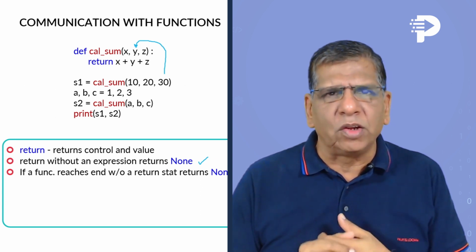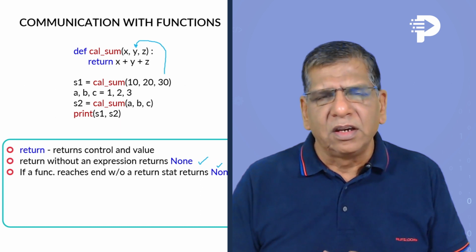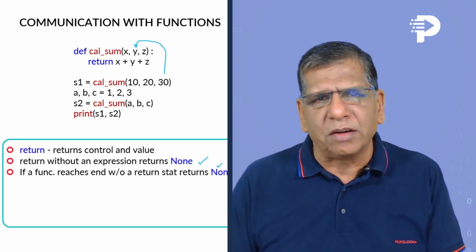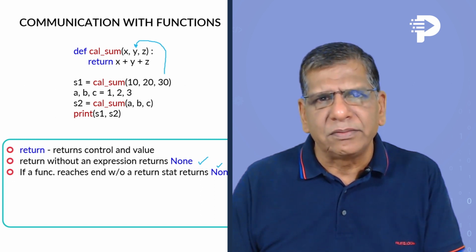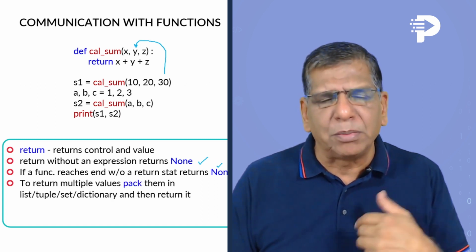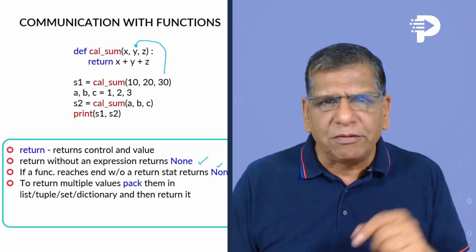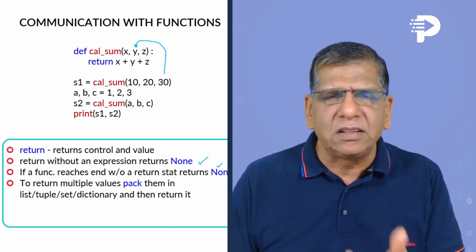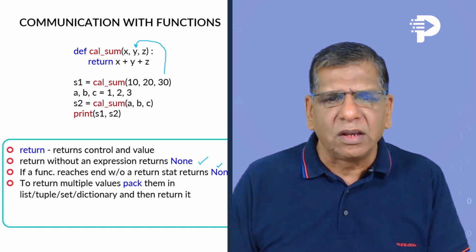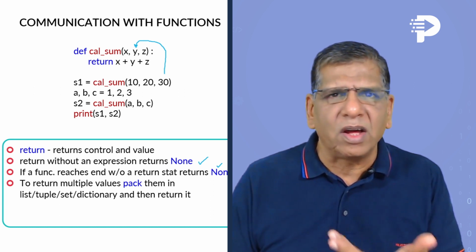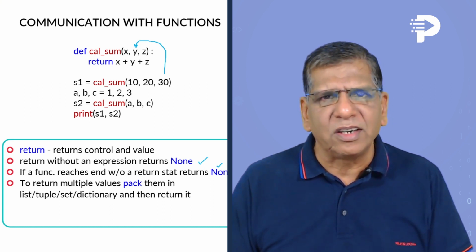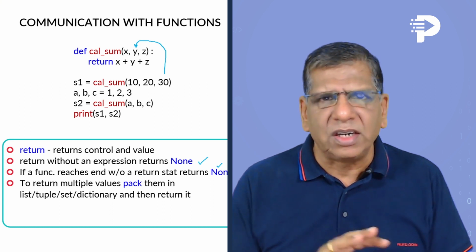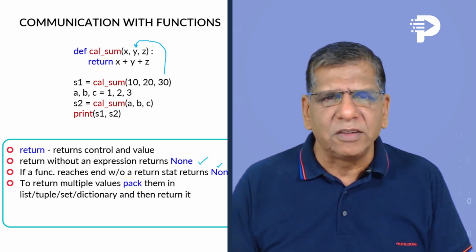Now here we are returning only the sum of x plus y plus z. Tomorrow I may want to return the product of x, y, z and also the average of x, y and z. So multiple values I may be tempted to return. If I am to get that done, I will have to pack these three values either in a list or in a tuple or in a set or in a dictionary, and then manage to return that list, tuple, set or dictionary. So returning multiple values is no big deal. We just have to pack it in a suitable container and return that container.